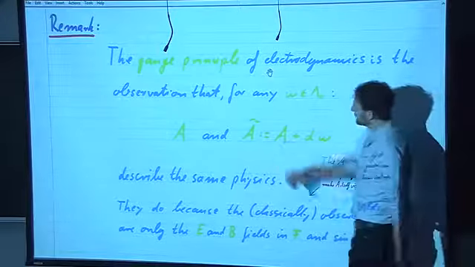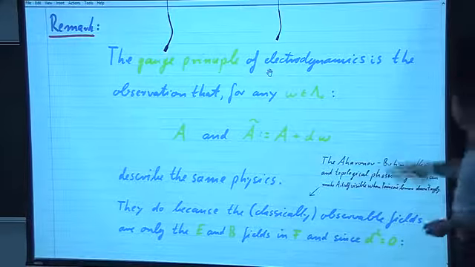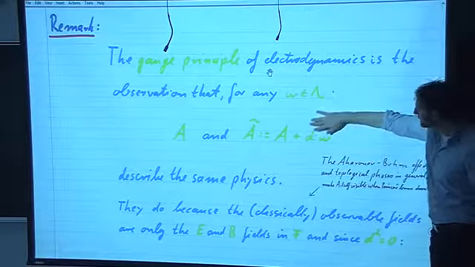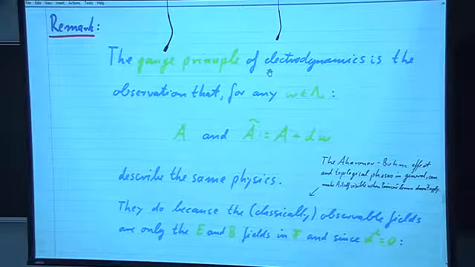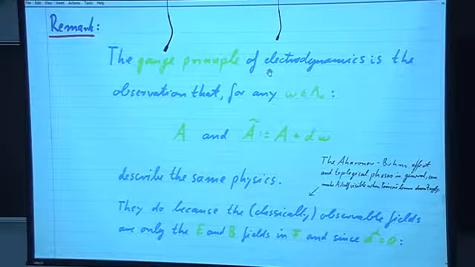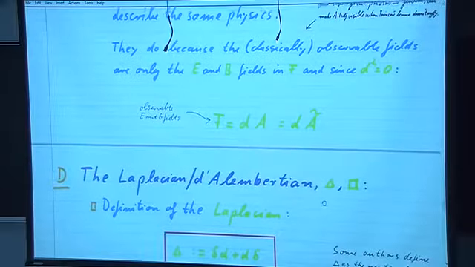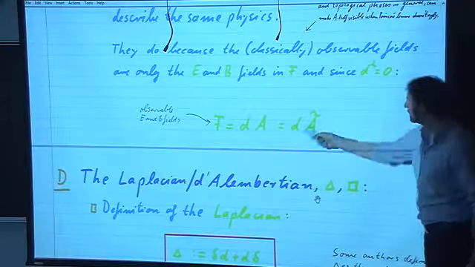A and A tilde describe the same physics. They describe the same field strength tensor, because when you add to A only the d of a differential form, that doesn't change the field strength tensor. It doesn't change the electric or the magnetic field. So F is dA is d of A tilde.